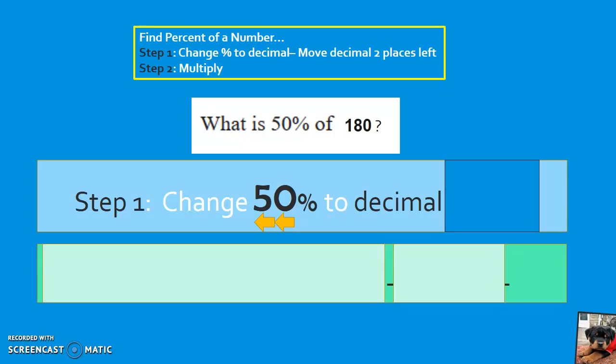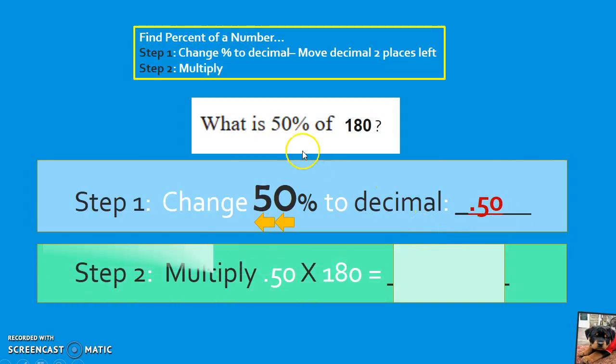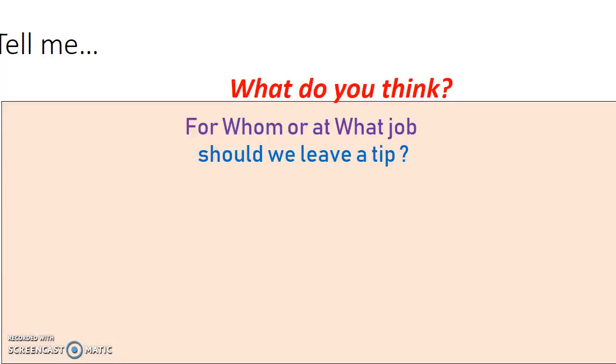Here's another example. What is 50% of 180? We're going to change that 50% to a decimal. Moving that decimal 2 places to the left becomes 0.50 or 50 hundredths. Step 2 says to multiply. So we're going to take that 0.50 times 180, which gives us 90. All right, nice job. Let's think about this a little bit further.